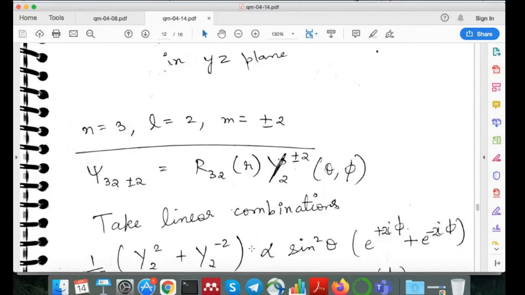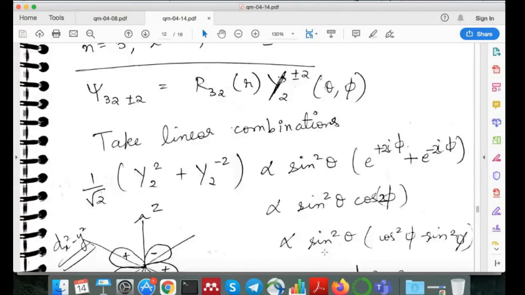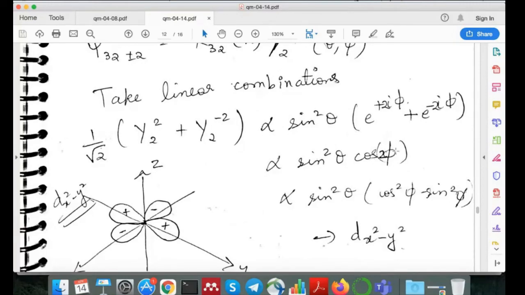So now you know what to do. For m equal to plus or minus 2, again we will do a linear combination: Y22 plus Y2,-2. This turns out to be sine square theta into e power 2i phi plus e power minus 2i phi, which is sine square theta into cos 2 phi. Cos 2 phi can be written as cos square phi minus sine square phi, so essentially we get sine square theta cos square phi minus sine square theta sine square phi. This is nothing but your x square minus y square orbital.